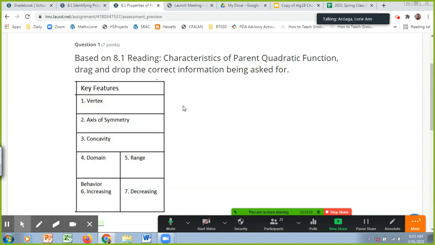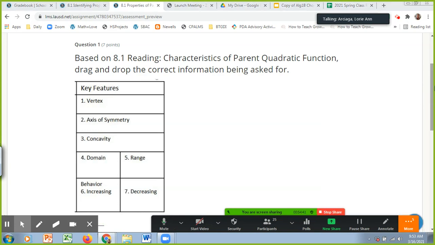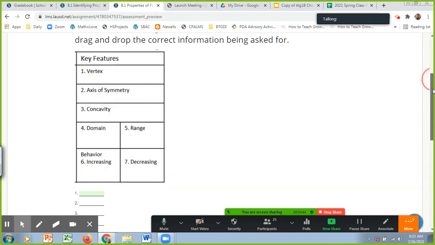So how are you going to answer number one? What is the vertex of the graph that you drew? What's the vertex of the graph that you drew? Anybody? What's the vertex again? The vertex is the lowest or the highest point of the graph. Yeah, like where the line of symmetry is at. 0, 0. Very good.